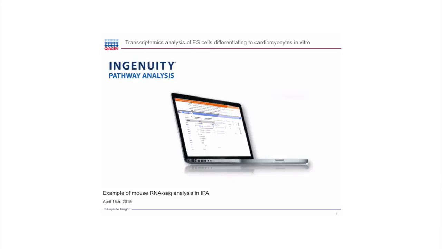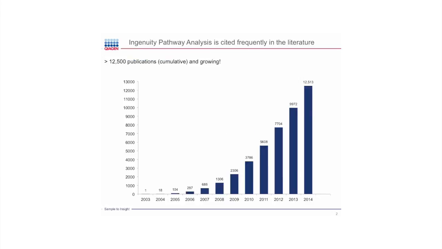Before we get started on the use case, let me tell you a little bit about IPA. We are really proud of the fact that there are over 12,000 publications that cite IPA to date. These authors found that IPA was important to understand the biology they are studying. Also, in case you're not completely familiar with all that IPA can do, I want to give you a brief overview of the capabilities of the product.